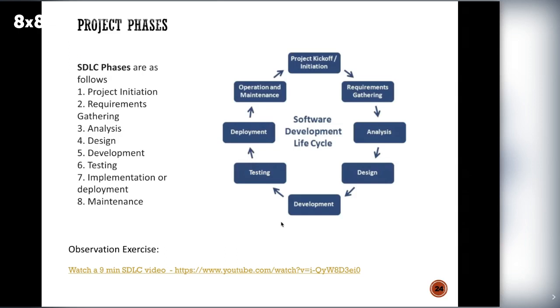Now, let's look at the project phases. The Software Development Lifecycle, SDLC. We have 8 phases of the software development lifecycle: the project initiation, the requirement gathering, the analysis, design, testing, implementation or deployment, and maintenance. Now let's go into detail on all these eight phases.